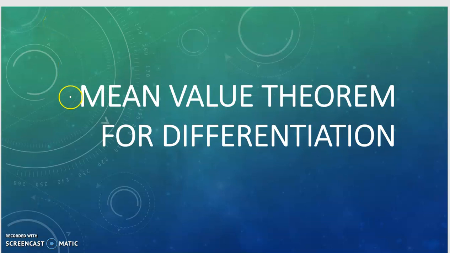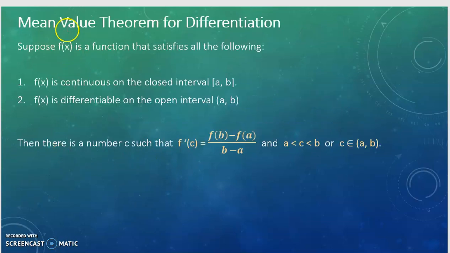Today, we're going to look at the mean value theorem for differentiation. Under the mean value theorem for differentiation, suppose f(x) is a function that satisfies all the following conditions. First, f(x) is continuous on the closed interval [a, b]. Second condition, f(x) is differentiable on the open interval (a, b).